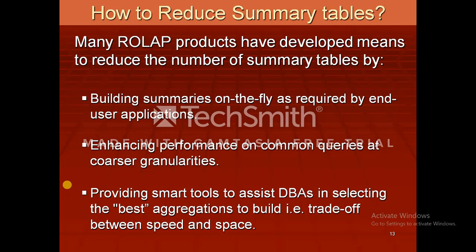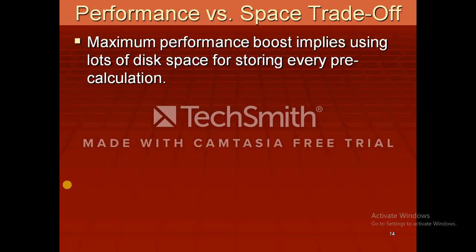So he will see how many summary tables he can store in advance before the analysis is done, and how many summary tables he can build at runtime. So he will have to trade off between speed and space. Maximum performance boost employs using a lot of disk space for storing every pre-calculation. It means that if you want the maximum performance, you will have to calculate all the pre-aggregate results before analyzing the data, before the CEO analyzes the data.